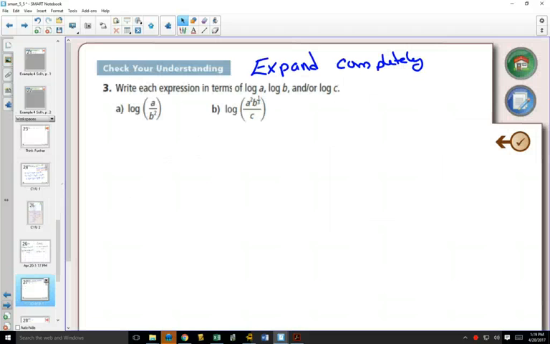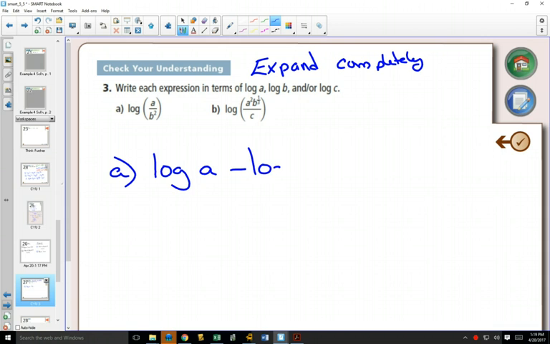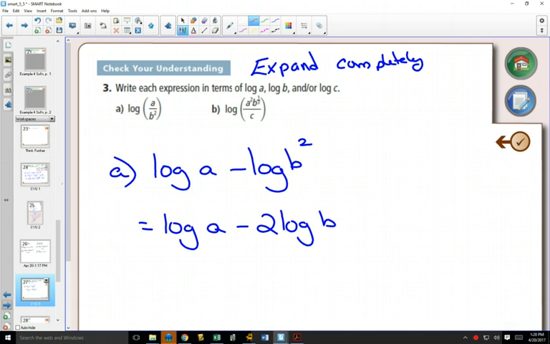So what does that look like? Well, are we multiplying or dividing at all in this one? Yes, we're dividing. So the first thing you're going to do in A is write the dividing as a subtracting. Do we have any powers? Yes. So the second thing that we can do is bring that power out in front. And this is expanded completely. This is written in terms of log A, log B, and log C.